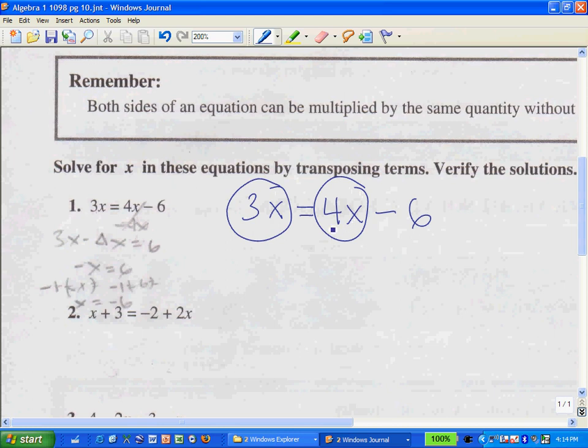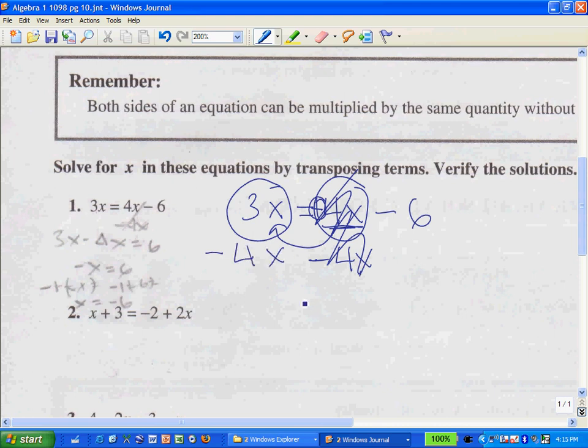So what we need to do is get this 4x over to this side of the equal sign. The way we do that is by doing the opposite operation. Since there's no positive sign in front of the 4x, we know that the 4x is positive. So we're going to use the opposite operation to get rid of the 4x on this side. We're going to subtract 4x. Okay? So that's going to get rid of the 4x, but what we do to one side, we have to do to the other. So we're going to subtract 4x from this side too.